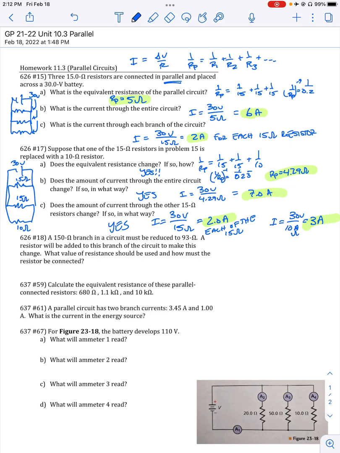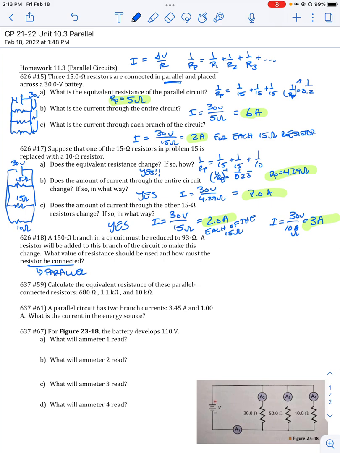The 150 ohm branch in a circuit must be reduced to 93 ohms. A resistor will be added to this branch to make this change. What value should be used and how must the resistor be connected? In order for this to be reduced, this resistor has to be in a parallel setup. That's the only way we can get that resistance to actually get lower.